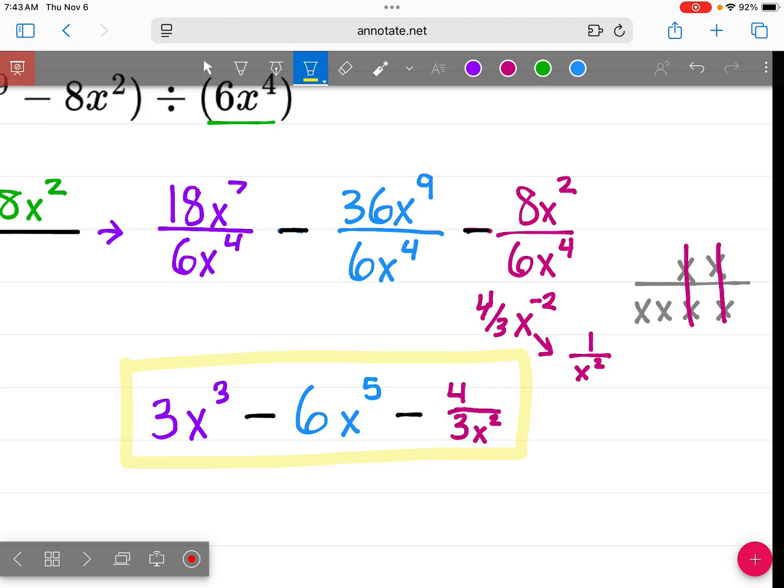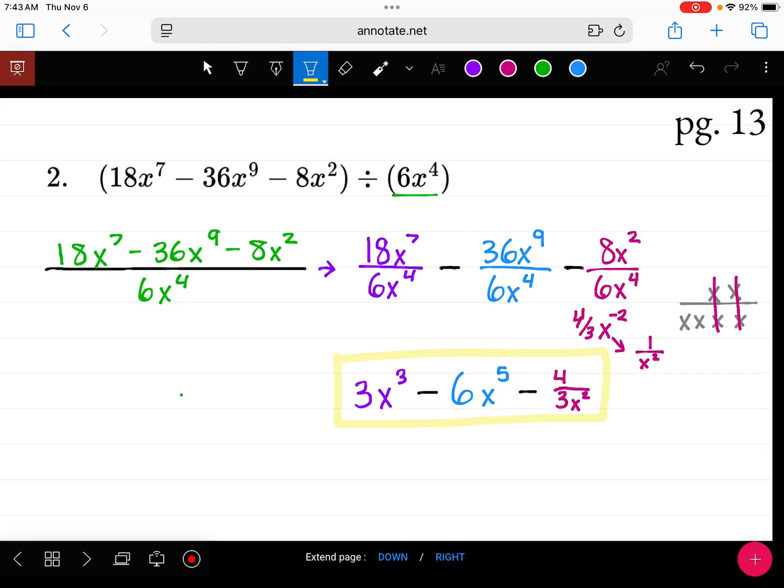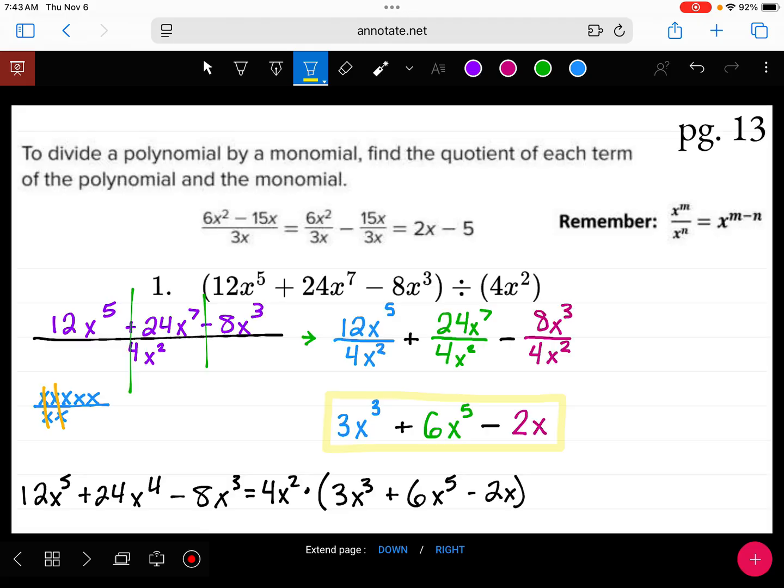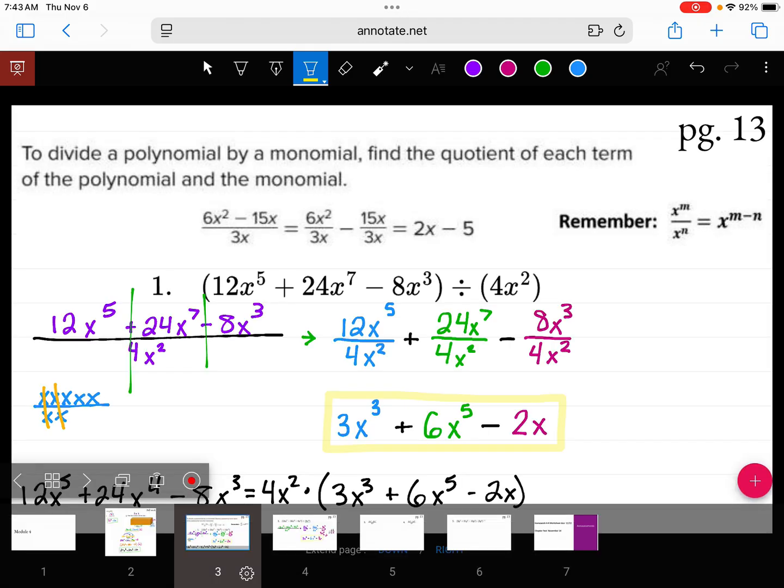One over that whole chunk. Okay. So sometimes our answers are not going to be polynomials. Sometimes they will be. This one was totally fine as a polynomial. We're going to practice this a couple more times.